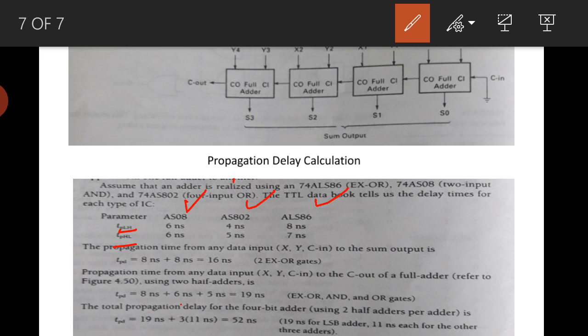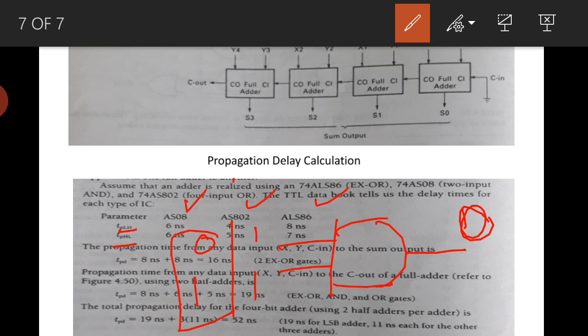If there is a transition at the output of any gate, for example take an AND gate, if I give 1 1, the output should come 1. Maybe initially the value is 0 1, and at that time the output will be 0. After some time I will give 1 1, so the output will become 0 to 1.